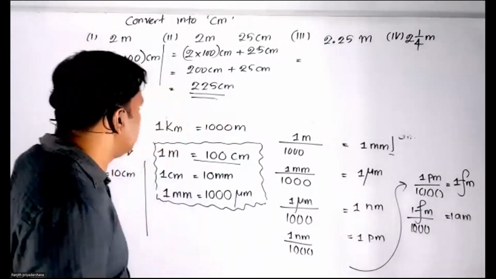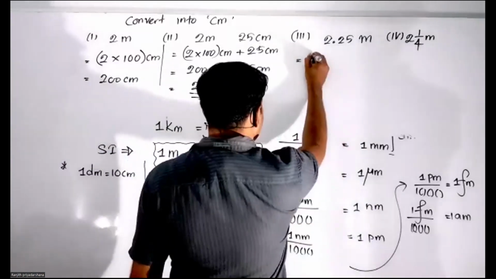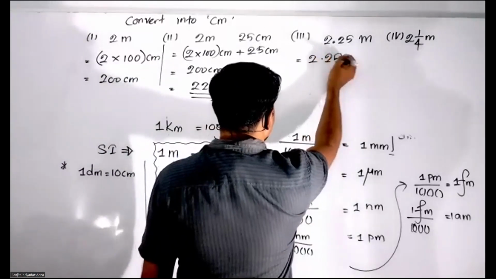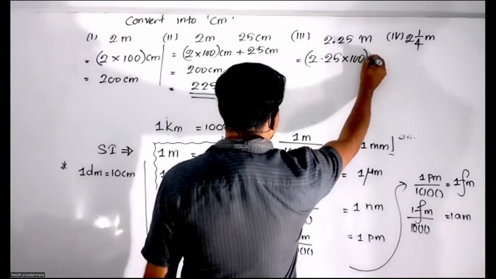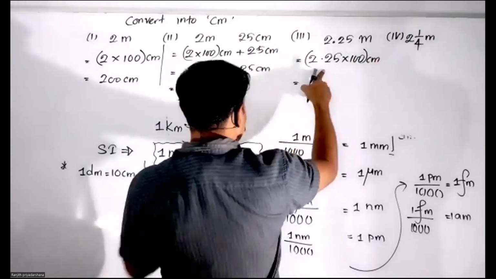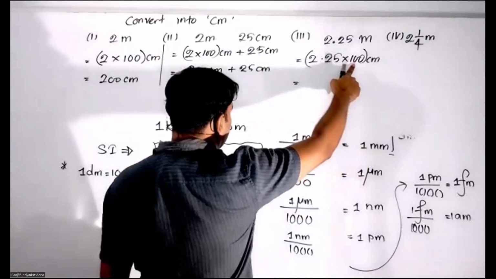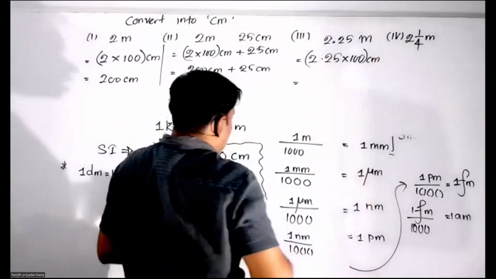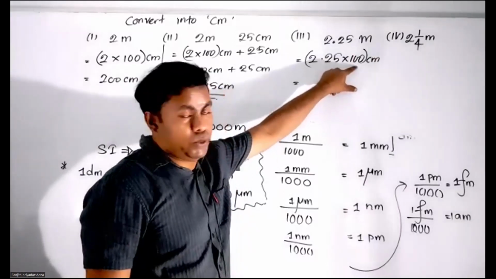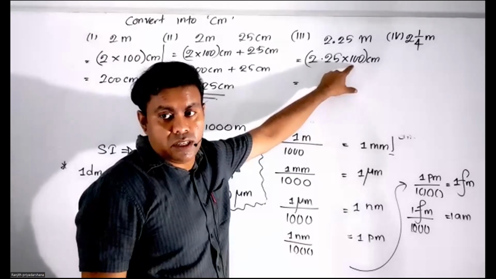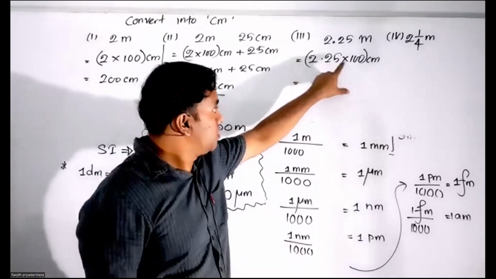Yes, same method, right? Meters into centimeters, you have to multiply it with 100. 2.25 into 100, then it becomes centimeters. When you multiply a number with 100 or powers of 10, what's the power of 10 here? 10 to the power 2. Yes, you have to shift this decimal point 2 times then.